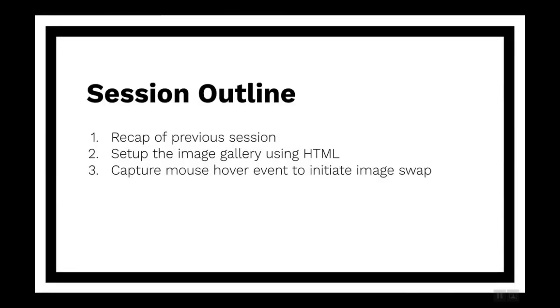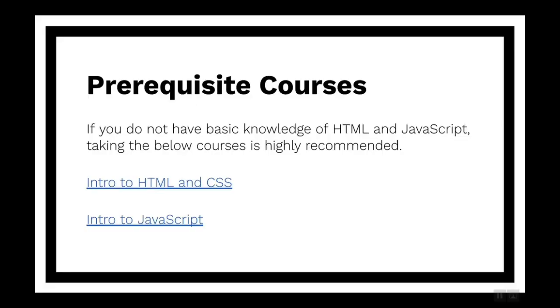So in this session, we'll be first covering the recap of the previous sessions and what we have done thus far. Afterwards, we will work on our first project for which we will be setting up an image gallery using HTML and learning the various events which we can capture using jQuery to make changes to our image gallery. If you do not have fundamentals of JavaScript programming clear, you must take the Introduction to JavaScript course as well as HTML to understand the document object model.